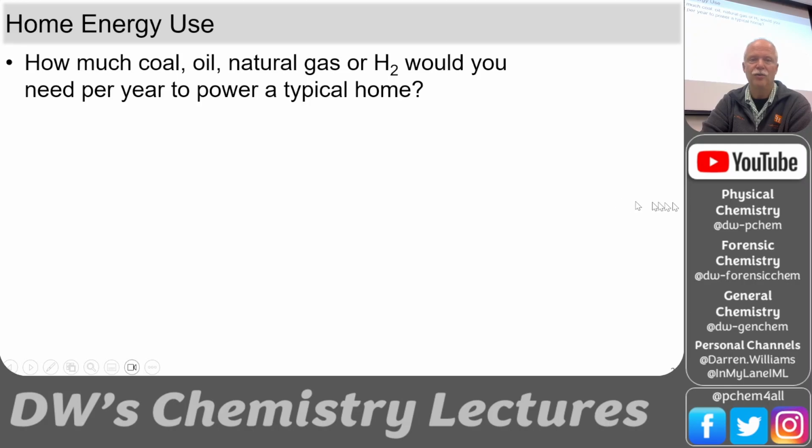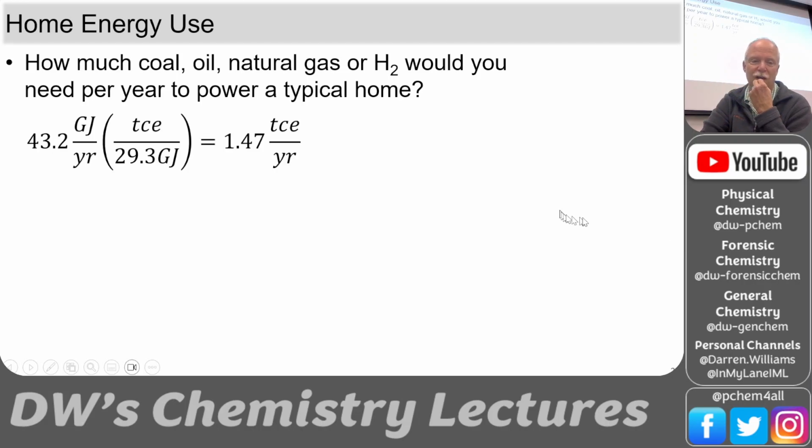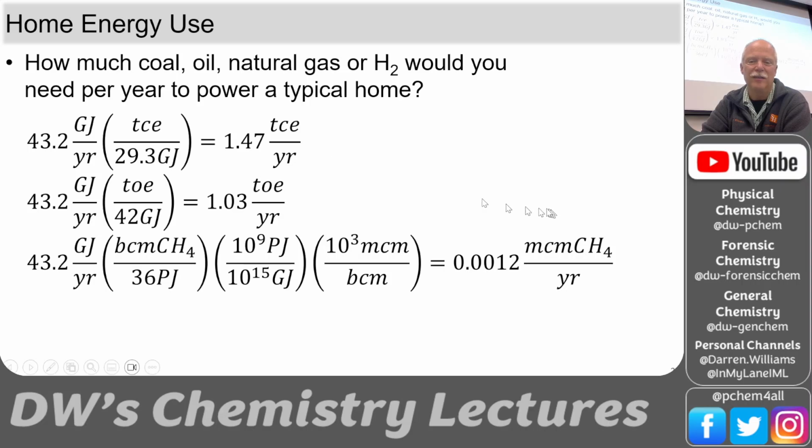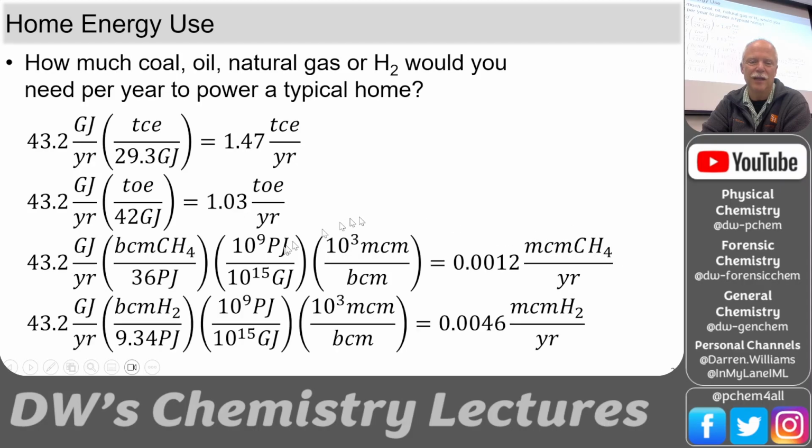So how much coal, oil, or natural gas could you run your typical home on? Now that we have a gigajoule value, we can figure out how many tons of coal we have. So using those World Energy Council numbers, we get 1.47 tons of coal would run our house. Fair bit. Okay, what about oil? A little bit less, 1.03 tons of oil. And then 0.0012 million cubic meters of natural gas. Okay, an even smaller amount.